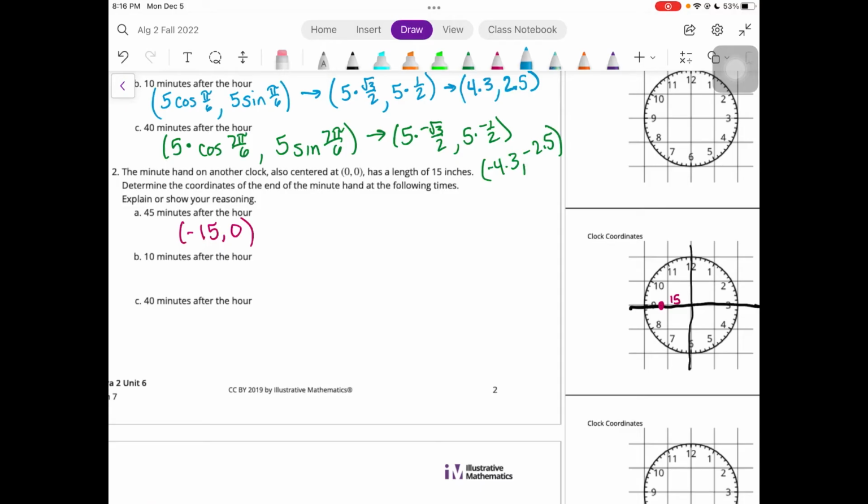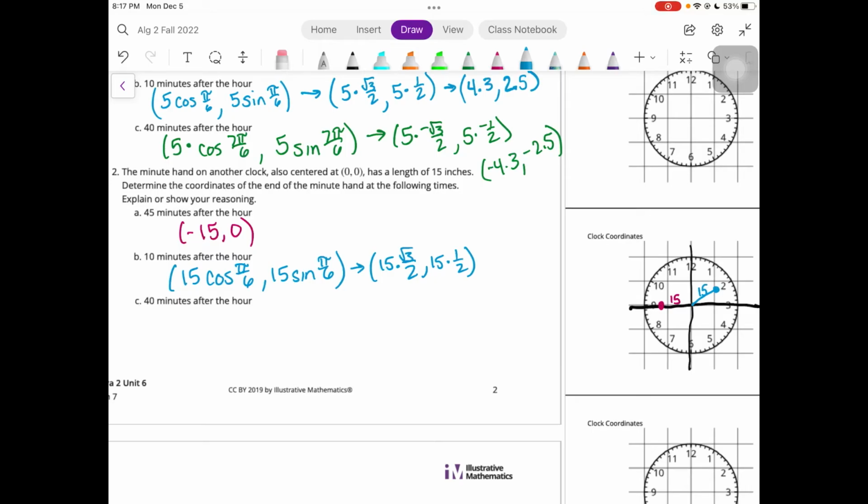And then for the 10 minutes after the hour, we're over here. And again, that is 15. So we have 15 times the cosine of pi over 6. And then 15 times the sine of pi over 6. All right, and so that's going to give us 15 times the square root of 3 over 2 and 15 times 1/2.